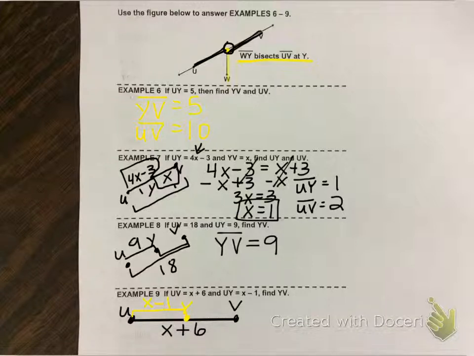We are asked to find what Y to V is. So what is this length from here to here? How do I find that? Good. Subtract what from what? x plus 6 minus x minus 1. So we'll take our x plus 6 and subtract from that the whole thing, x minus 1.